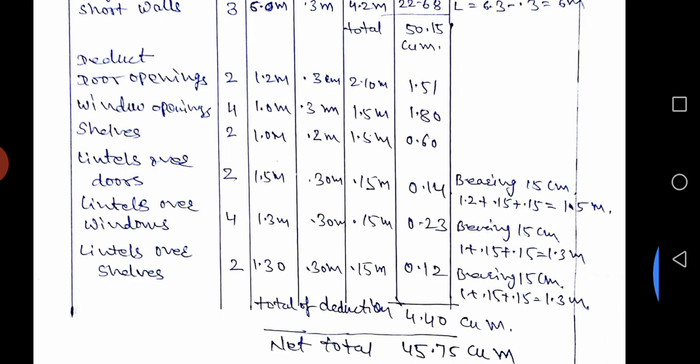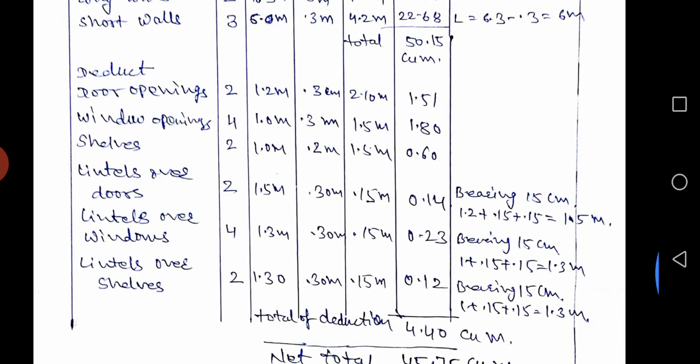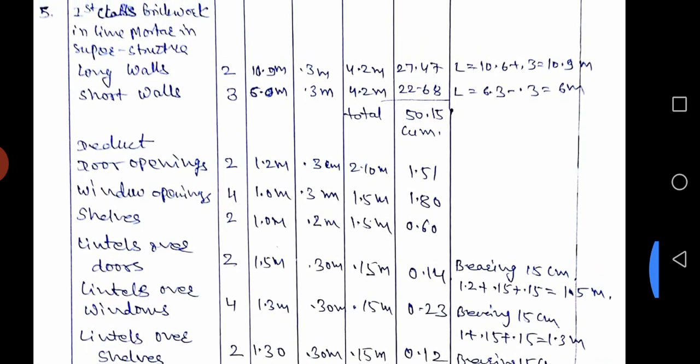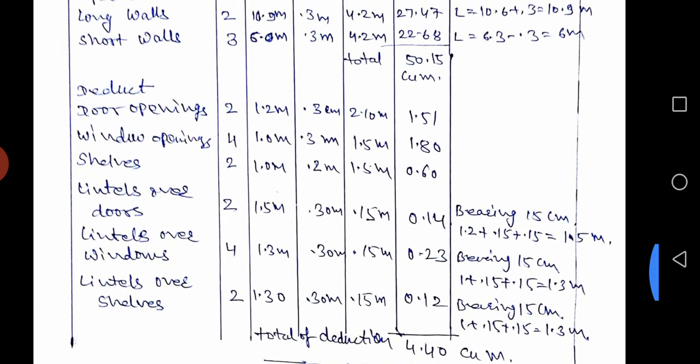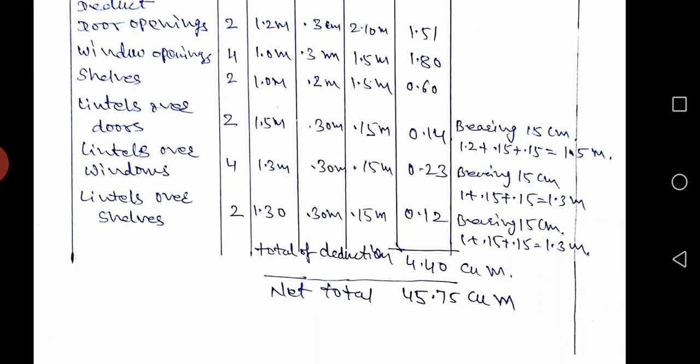Then we total the deductions, openings and lintels all added. Then the 4.40 cubic meter is total deduction made. Then we subtract the total deduction from the total quantity of superstructure wall first class brickwork. So 50.15 minus 4.40. Then the net total of first class brickwork in lime mortar in superstructure is 45.75 cubic meter.